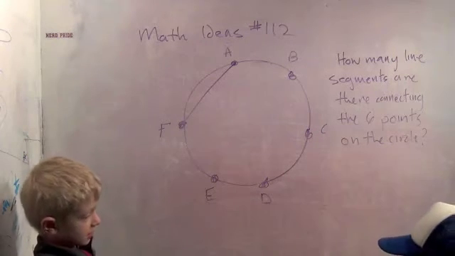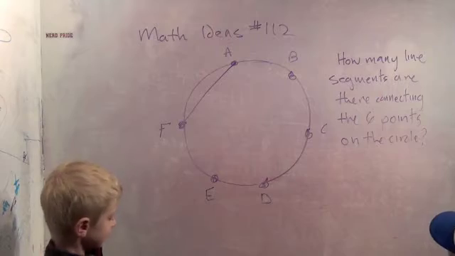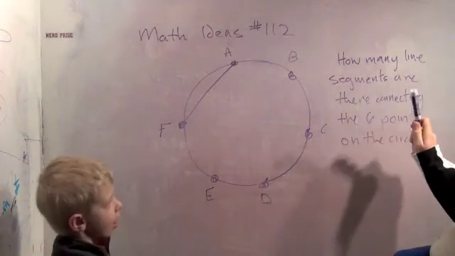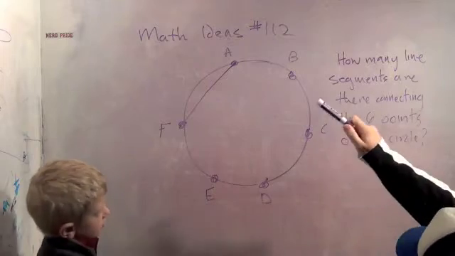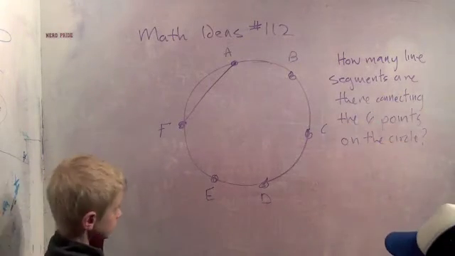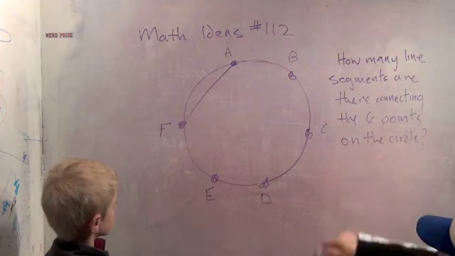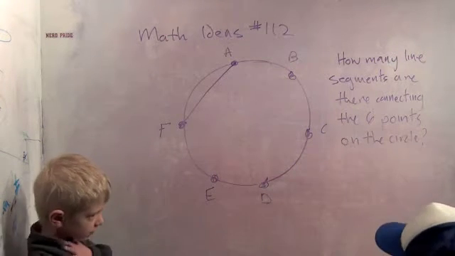Today we got a really fun problem. The question is, how many line segments total are there that connect the 6 points of the circle? So when you take all these 6 points on the circle and you draw line segments that connect all of them, how many line segments are you going to have?